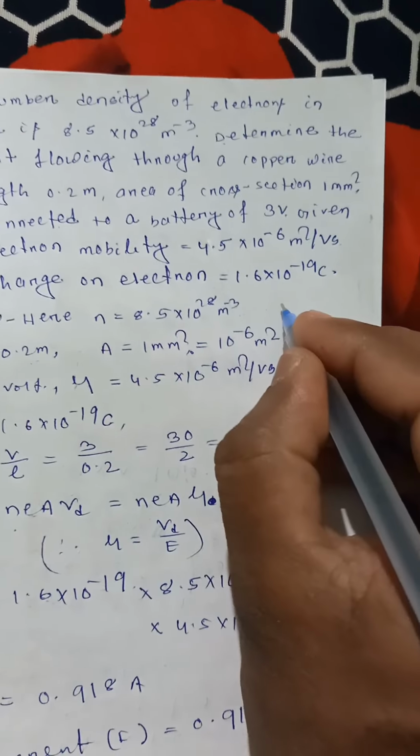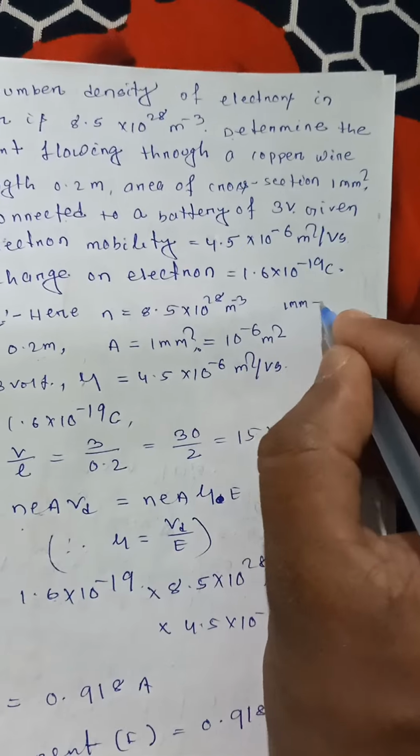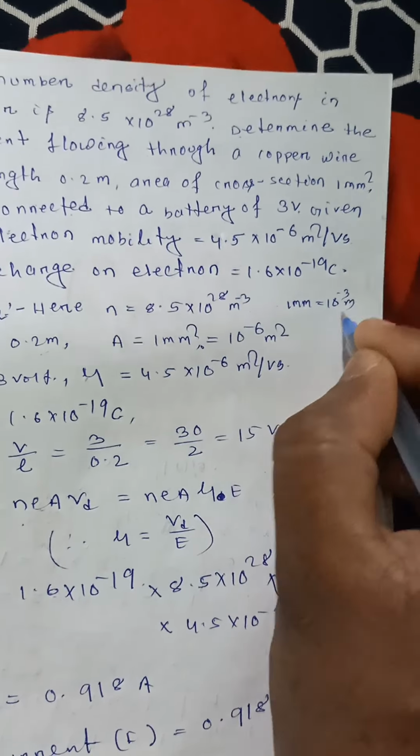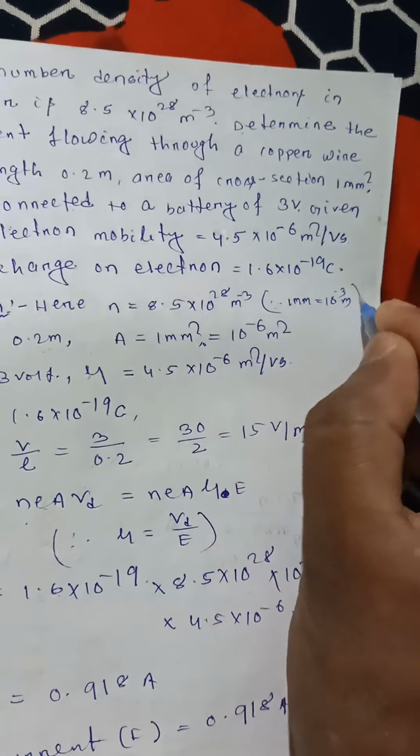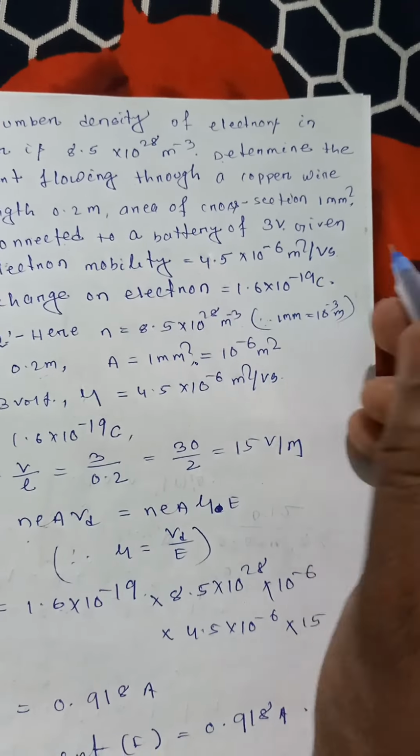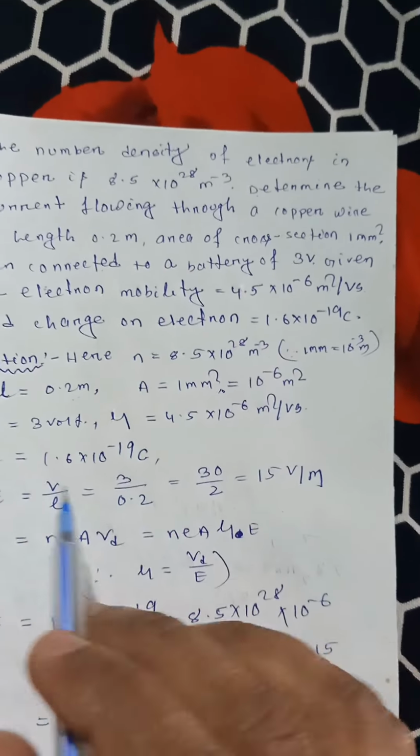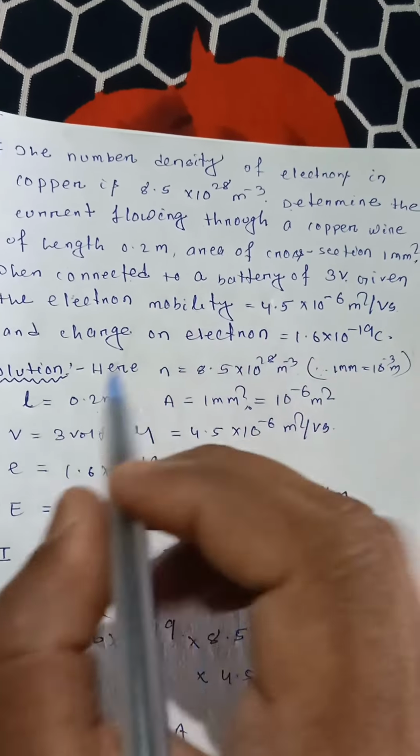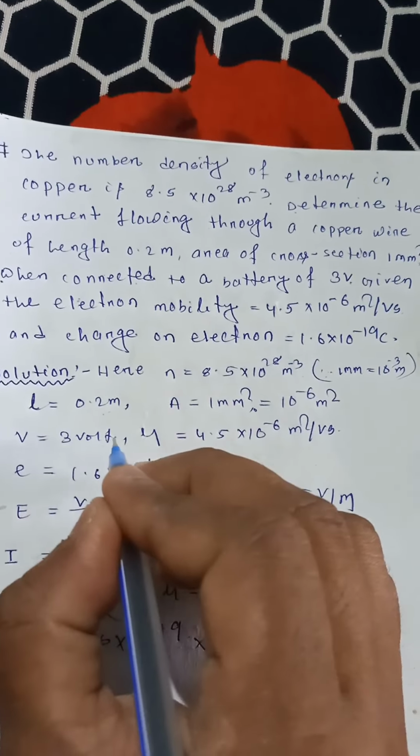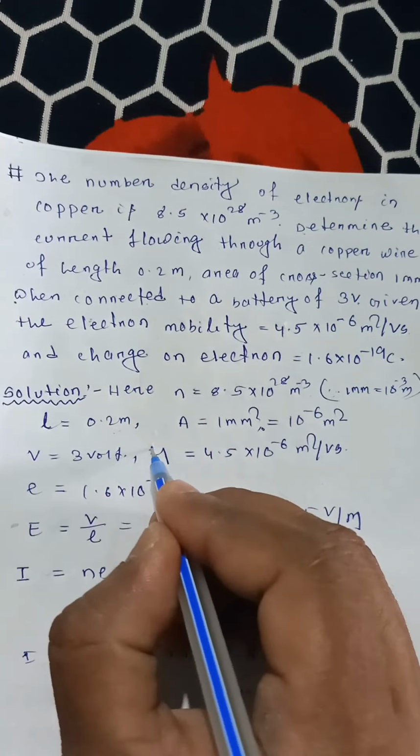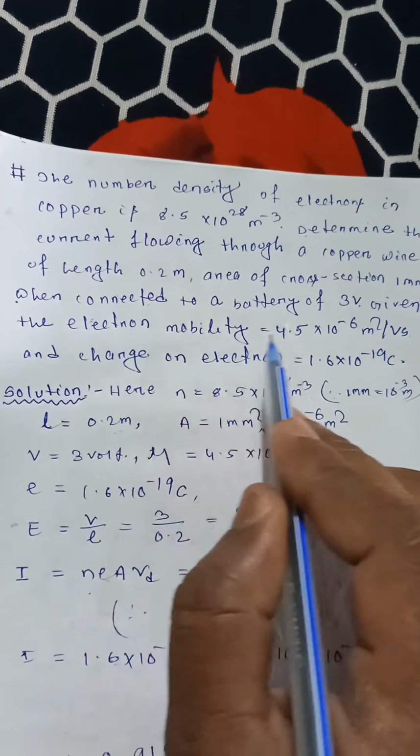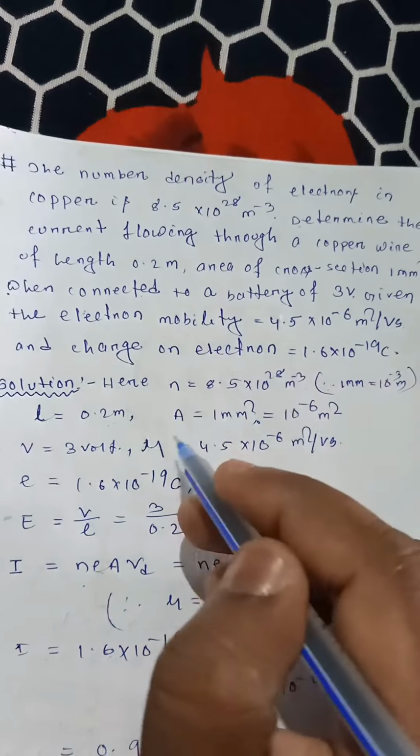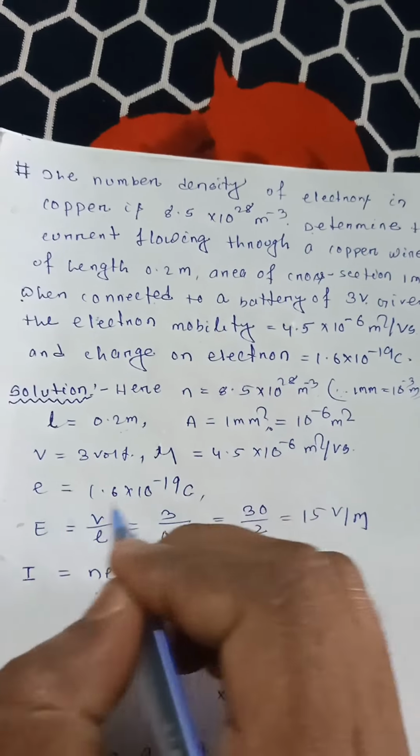Here 1 mm is equal to 10 to the power minus 3 meter. That's why the square is 10 to the power minus 6. Another given is the potential: a 3 volt battery is connected, so that potential is equal to 3 volt. And mu is the mobility. Electron mobility is given as 4.5, and the charge of the electron.